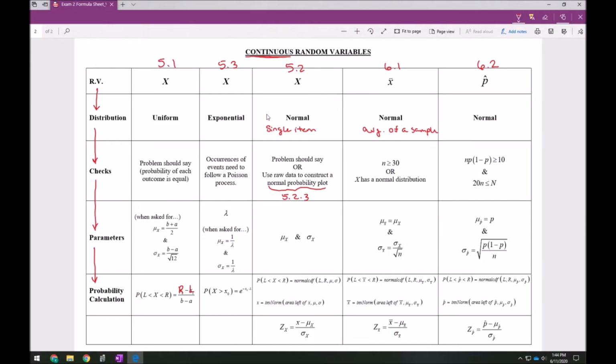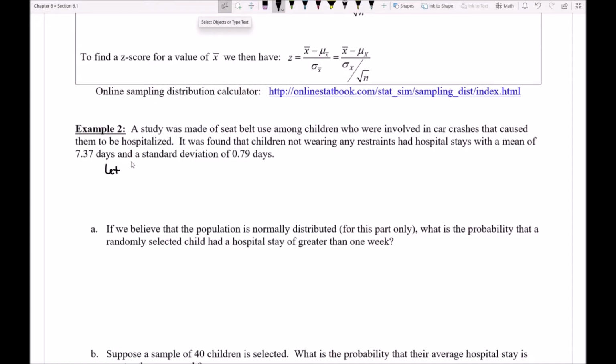So I can see here that I'm working in this middle column, at least right now. So I can say, how about we let x represent the length of stay for a child at the hospital. Okay, this is what I'm working with.